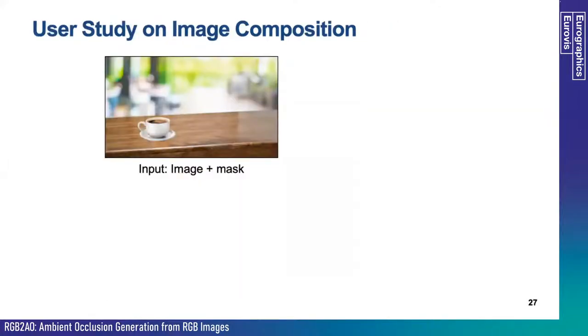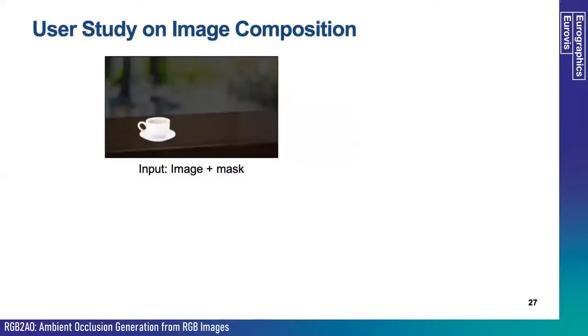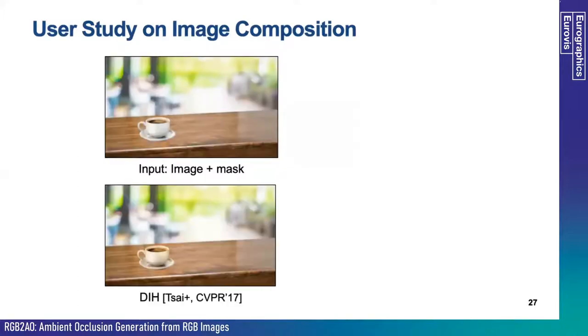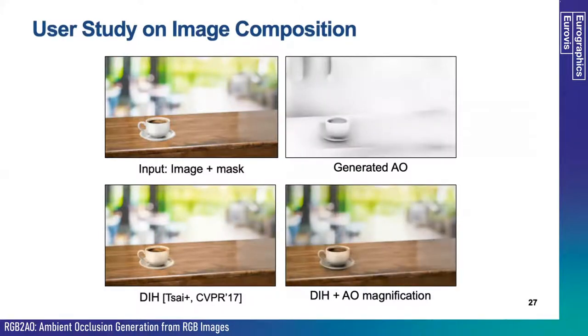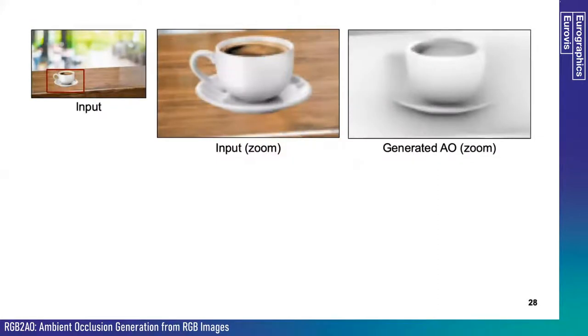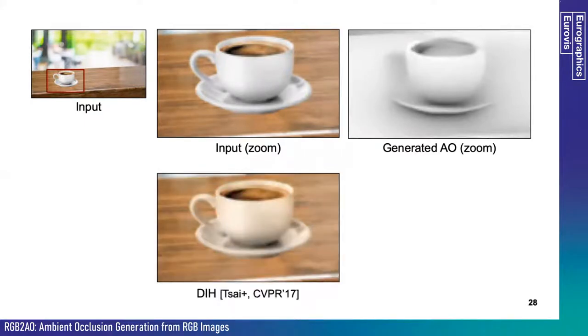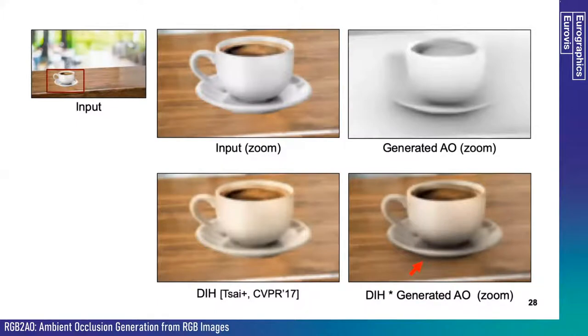Here, we will show that our method is complementary to deep image harmonization, which matches the appearance of foreground and background regions. Given an image and a mask, we first apply deep image harmonization. Then we generate AO on top of the DIH result and modulate the image using the generated AO. Here we show the enlarged view to emphasize the difference. DIH matches the color of the cup and saucer with the surrounding table. In addition, our generated AO emphasizes the contact between the saucer and the wood table.